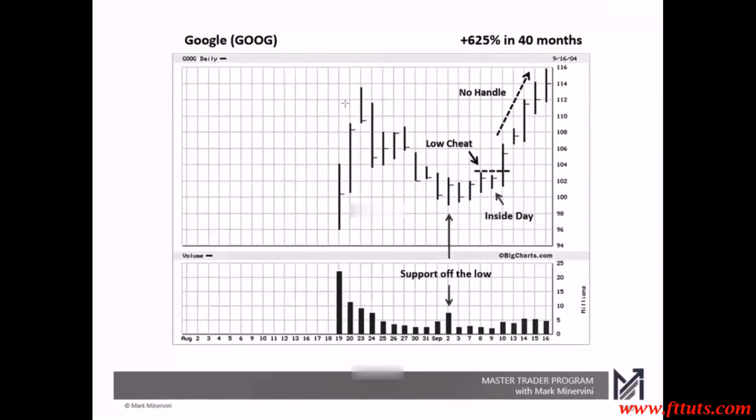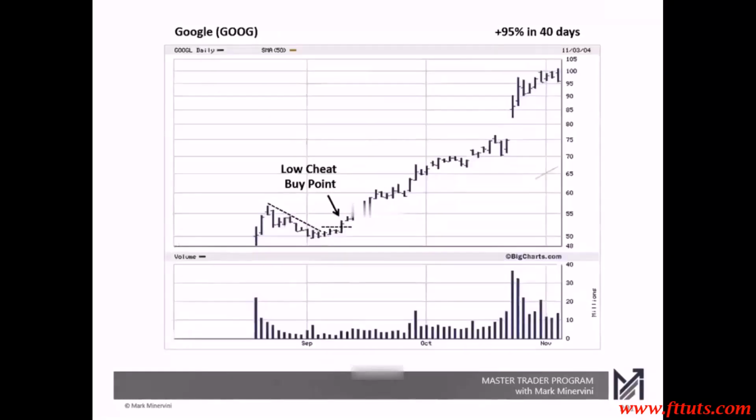So it goes IPO, and a lot of IPOs, Facebook was a complete flop in the beginning. LinkedIn took a long time, had a big decline, took a long time before it finally was viable and set up with a VCP. What will happen is very often you'll get these, they'll correct, and then you'll get these cheat areas or these low cheats, and they set up perfectly. And you'll see how one after the next looks so similar. So let's take a look at Google here. You get a nice little setup right here. You go inside, just very tight, and you break out right up the right side, no handle, no cheat, right?